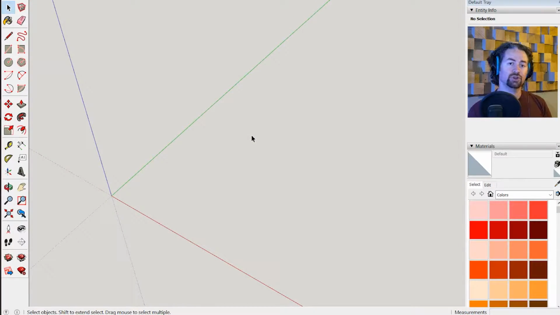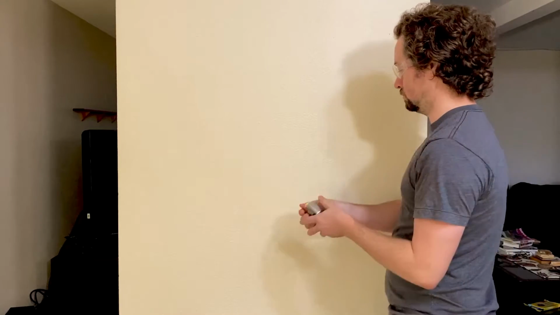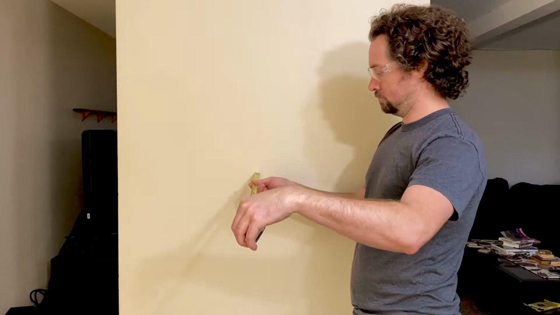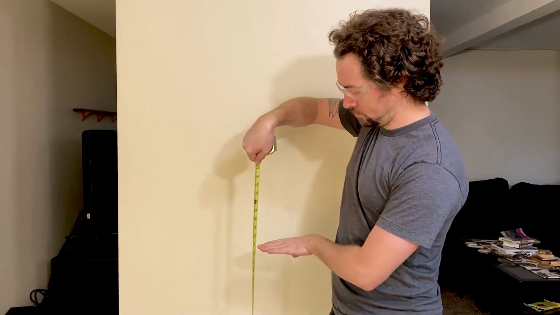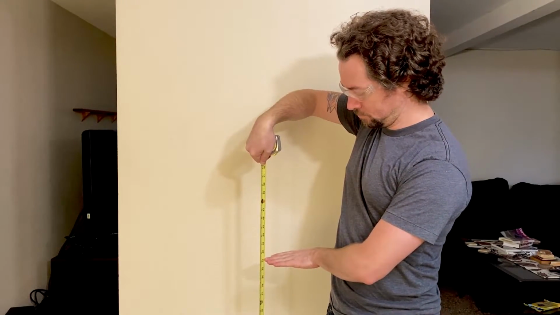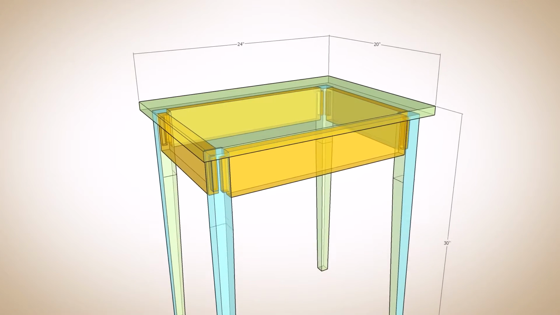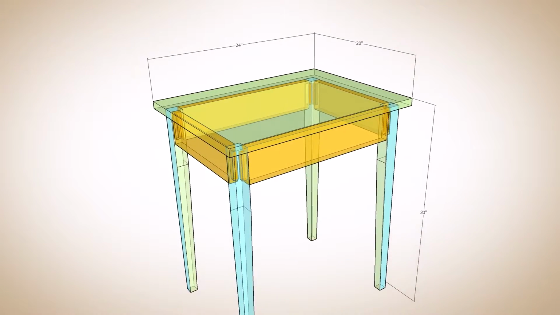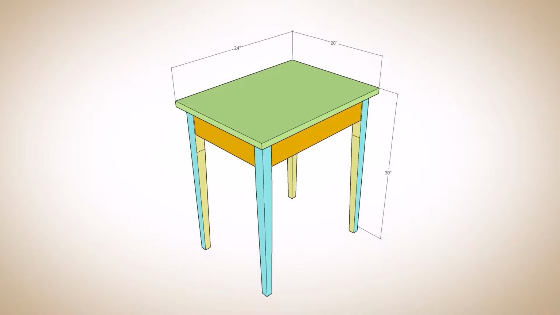One option to start your design process is to measure the area where you want to put that furniture. For instance, if I'm designing something like a bookcase or a dresser, I'll measure the space in my house where I want to put it, and that will give me my basic dimensions for the furniture. Let's say I'm designing a table, and based on the space that I want it to fill, I want it to be 24 inches wide, 20 inches deep, and 30 inches tall.